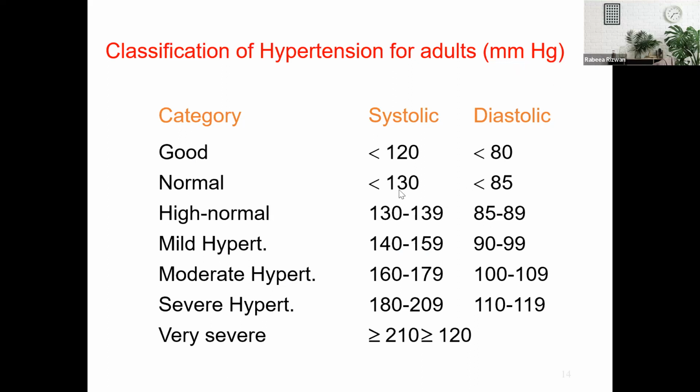And when the blood pressure is more than 130 by 85 millimeters of mercury, then it will come as a hypertensive condition.